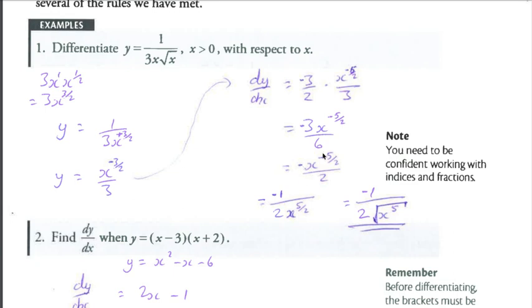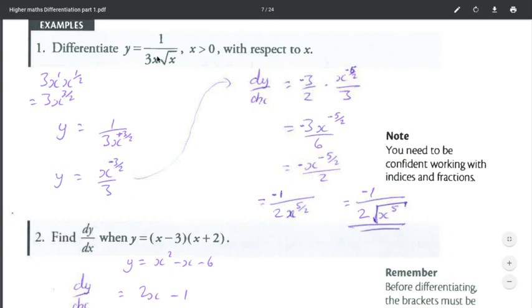And then the next line, x to the negative 5 over 2, well, we would bring that down to the denominator. So that would be negative 1 over 2x to the power 5 halves. And then back into a root format. So it would be x to the power 5 square rooted. So top number is the power, bottom number is the root. So it would be negative 1 over 2 square root of x to the power 5.